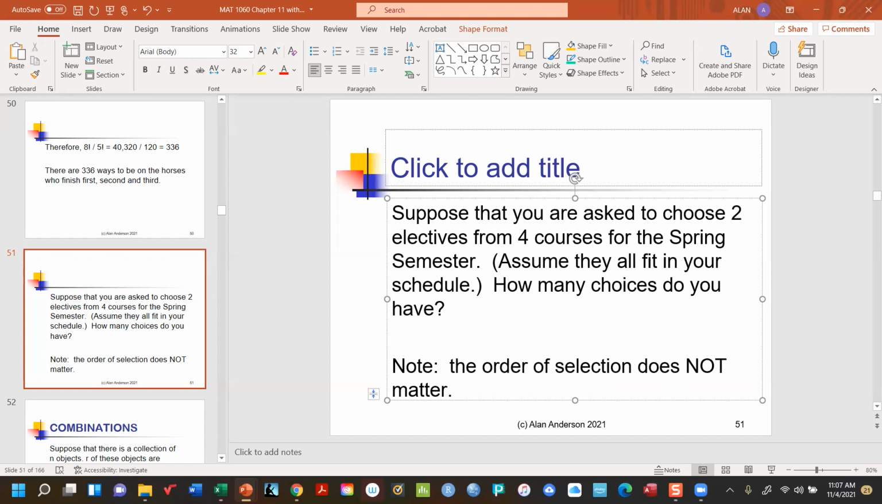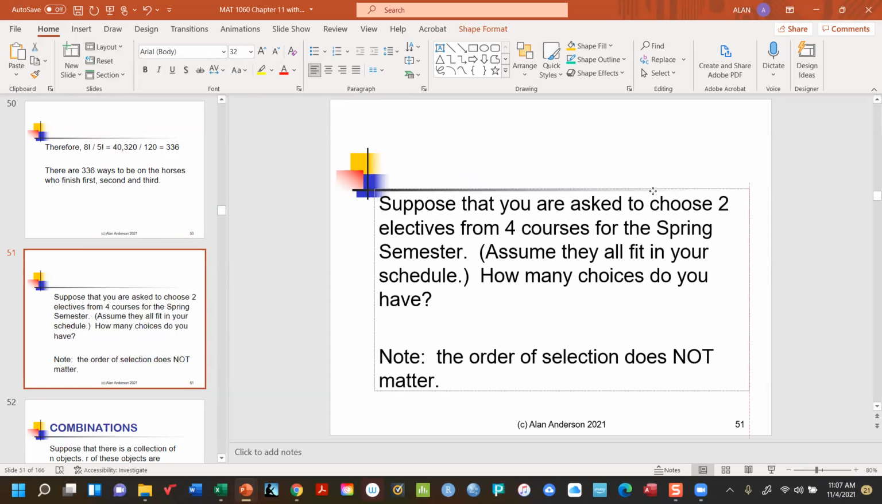So unlike the horse race where the selection order mattered a great deal, or the students in the math club, here, it doesn't make any difference which one you pick first and which one you pick second. If you write down that you want to take Calc 3 and physics, let's say, the order is irrelevant. So then how many ways can we do this? Good question.